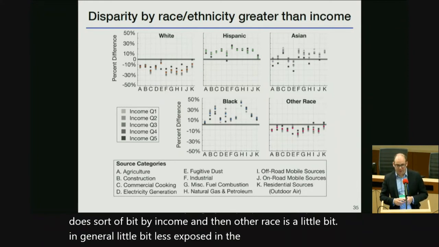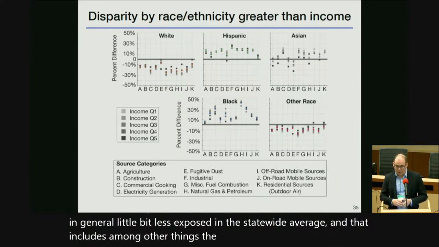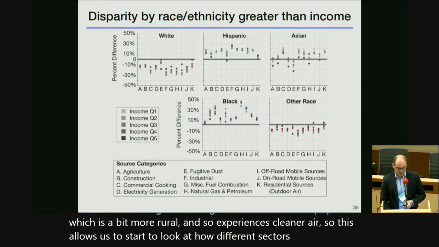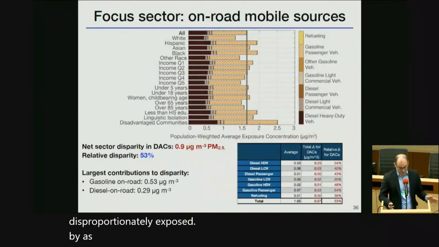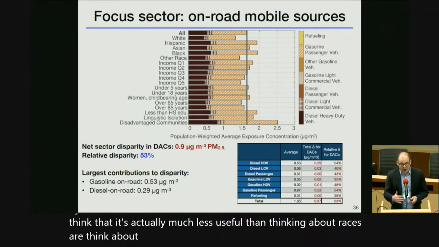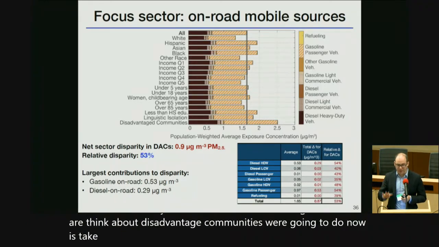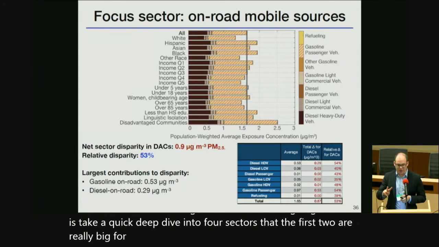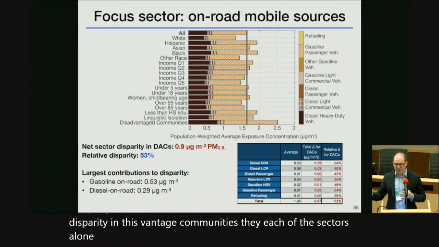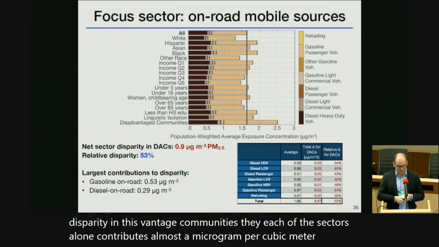And that includes, among other things, the Native American population, which is a bit more rural, and so experiences cleaner air. So this allows us to look at how different sectors are disproportionately exposed as a function of income. Let's leave income aside, because I think that it's actually much less useful than thinking about races or thinking about disadvantaged communities. What we're going to do now is take a quick deep dive into 4 sectors that the first 2 are really big for their overall disparity in disadvantaged communities. Each of these sectors alone contributes almost a microgram per cubic meter of disparity to the disadvantaged communities.